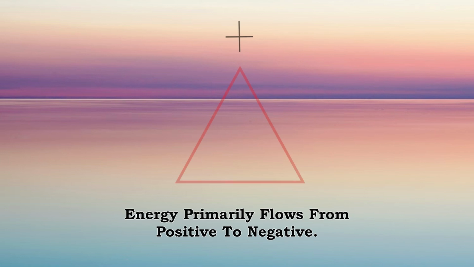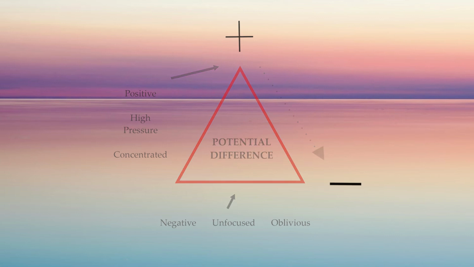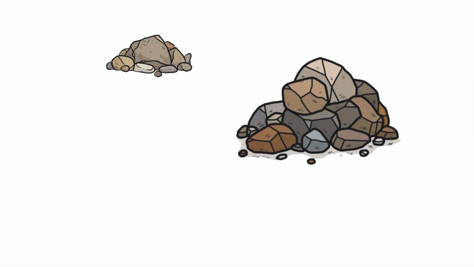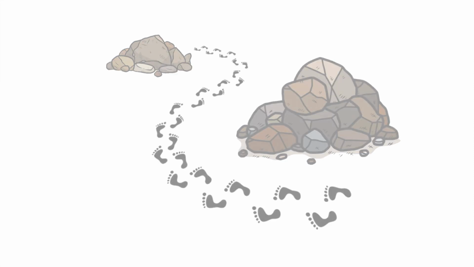Rule 1. Energy flows primarily from positive to negative, high pressure, concentrated or elevated, to low pressure, unfocused or oblivious. Energy from this source gives the sensation of being pushed. This aspect represents the battery. Without wire, it alone releases no energy.